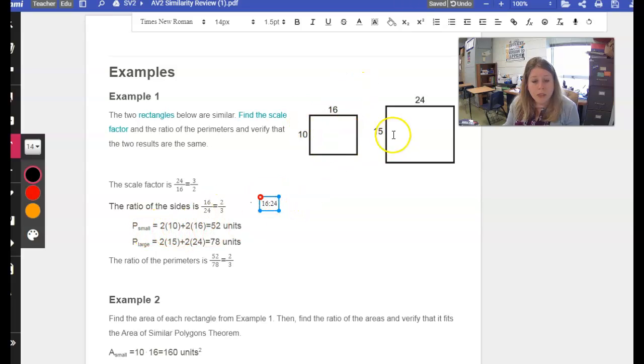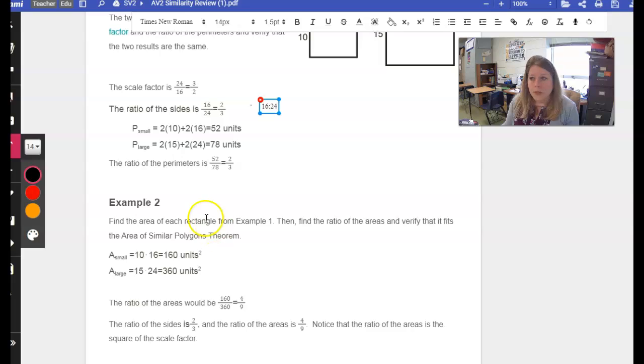We have enough information to calculate the perimeters here. The perimeter of the small is 10 plus 10 plus 16 plus 16, which is 52. The perimeter of the large is 15 plus 15 plus 24 plus 24, so it's 78. So the ratio of the perimeters is 52 to 78, which simplifies to 2 to 3. So the ratio of the sides and the ratio of the perimeters are the same, which makes sense because perimeters are just a bunch of sides added together.